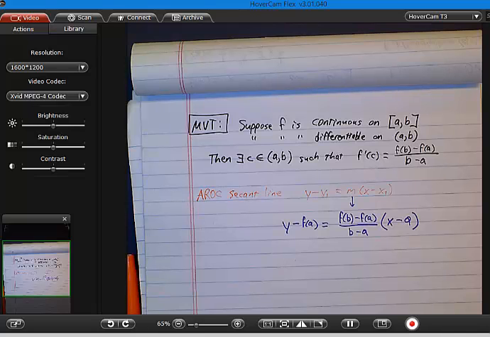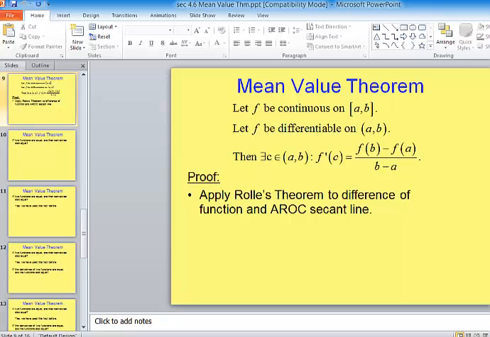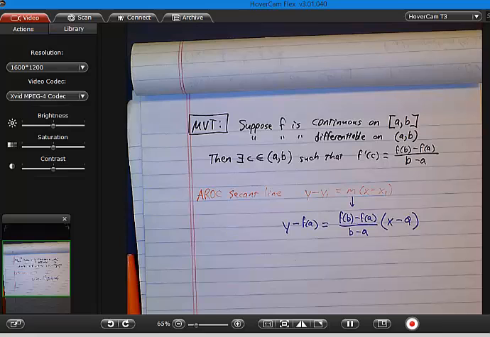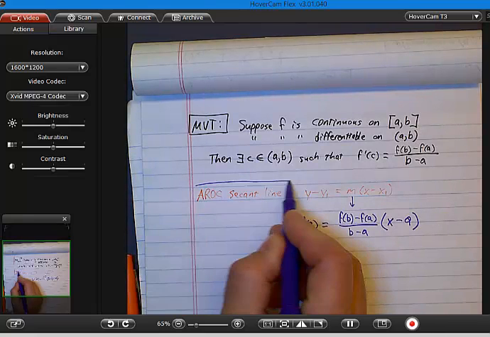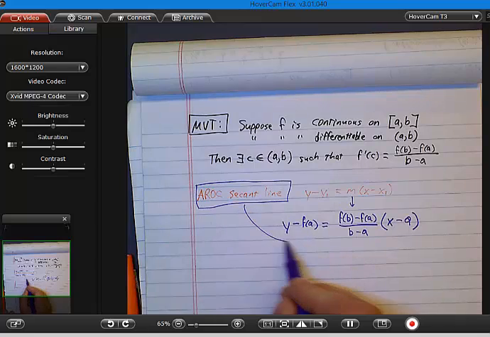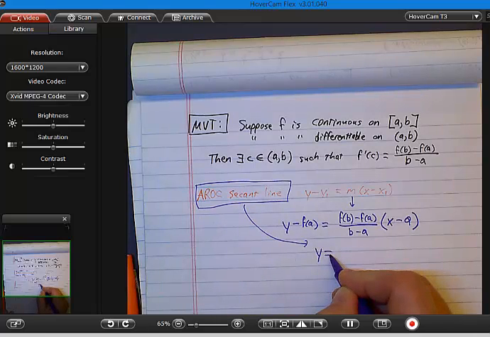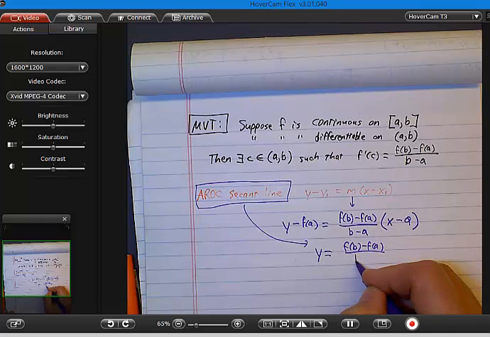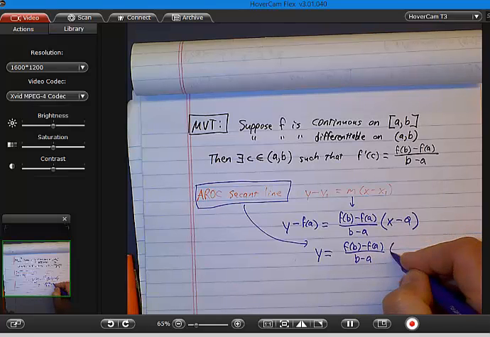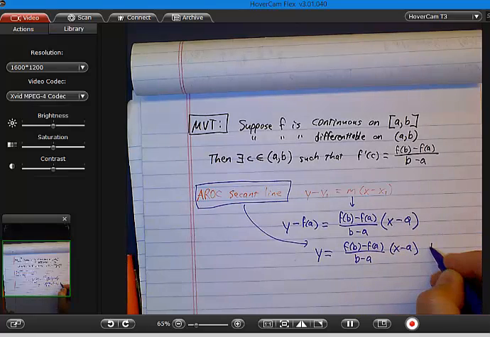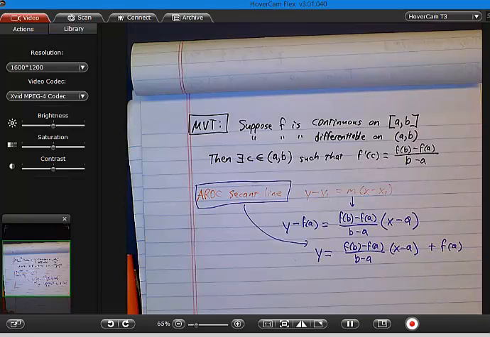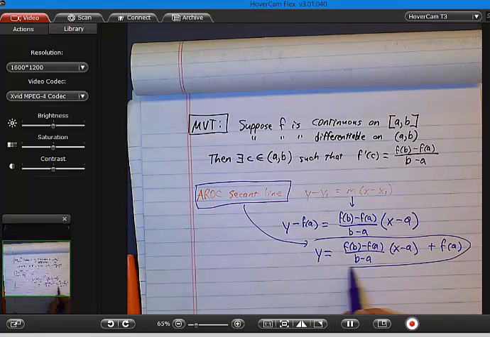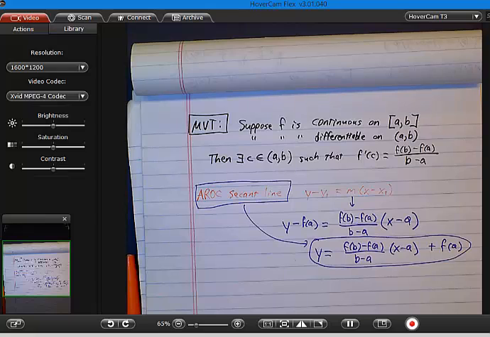Okay, so again, my hint to myself was apply Rolle's theorem to the difference of the function and the AROC secant line. So one way to write the AROC secant line is like this. y equals (f(b) minus f(a)) over (b minus a) times (x minus a) plus f(a). I just bring that f(a) to the other side. That's the AROC secant line right there.